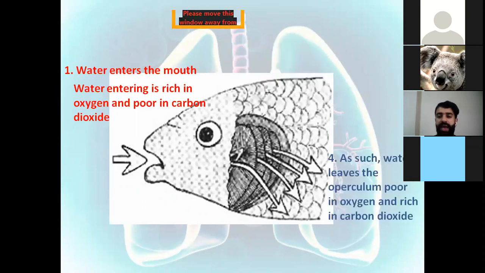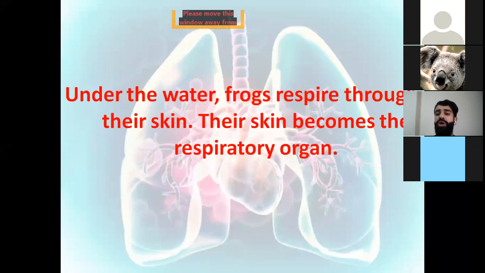And the last step, water leaves the operculum, poor in oxygen since the fish consume the oxygen and rich in carbon dioxide. These steps, you have to know them because maybe I'm going to ask you about the fish respiratory exchange. Under the water, frogs they respire through their skin.